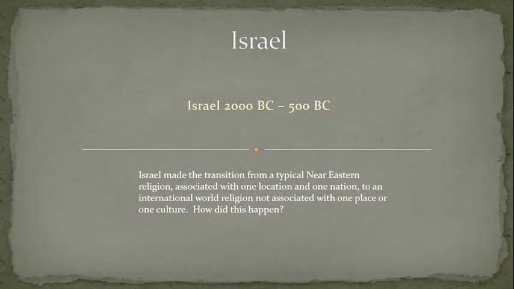Israel, 2000 BC to 500 BC. Israel made the transition from a typical Near Eastern religion, associated with one location and one nation, to an international world religion not associated with one place or one culture. How did this happen?